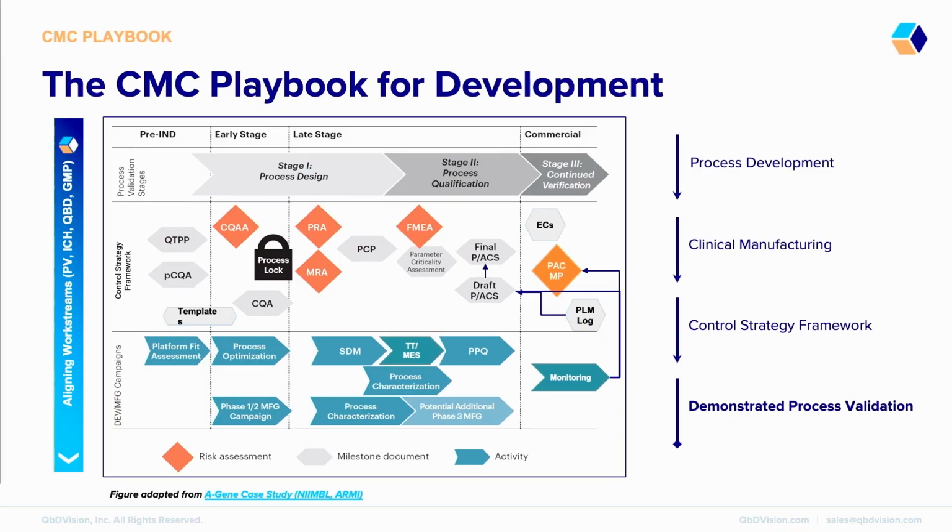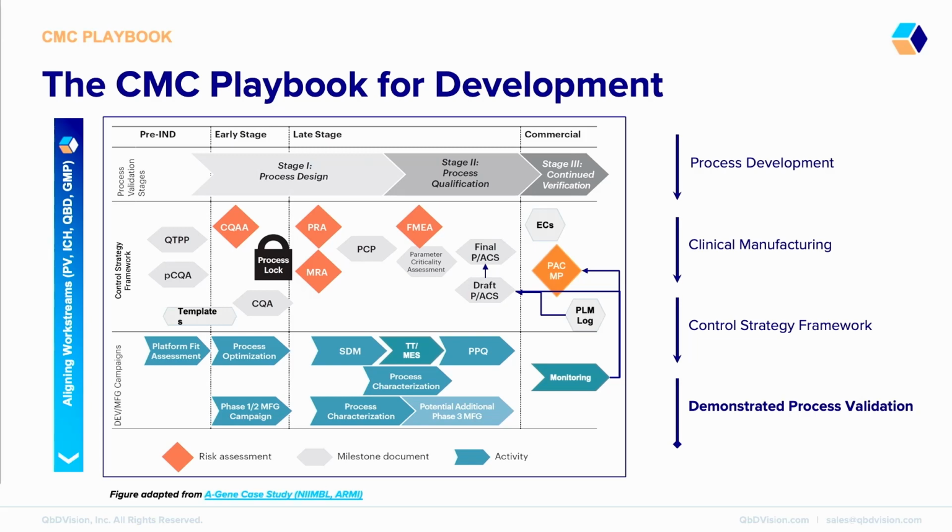And so, where does the data come from, right? Well, it comes from all the activities that we undertake as we prosecute a CMC program for the development of a new drug. And so this is a figure adapted from the Agene case study that Nimble put out recently.